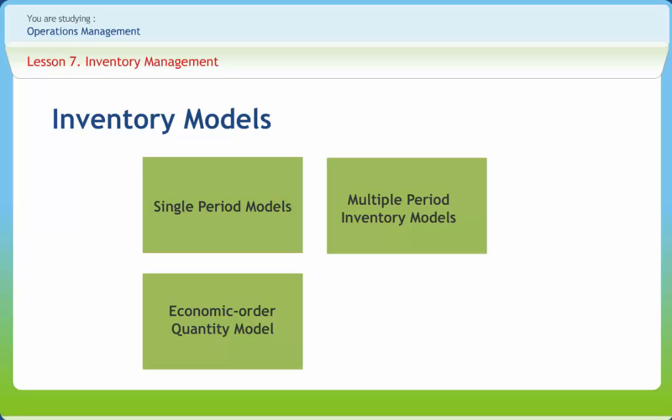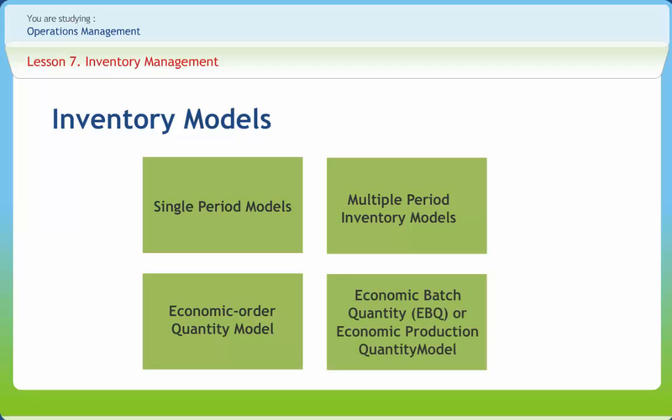Economic order quantity is the level of inventory that minimizes the total inventory holding costs and ordering costs. The economic batch quantity model or production lot size model is similar to the EOQ model in that we are attempting to calculate an optimum for the batch quantity we have to produce.